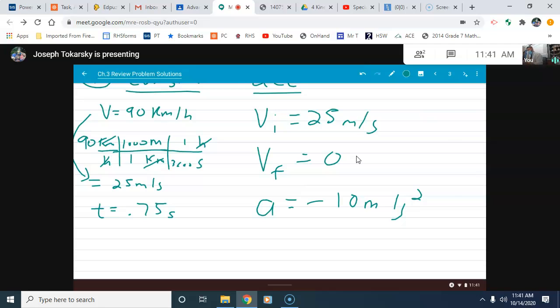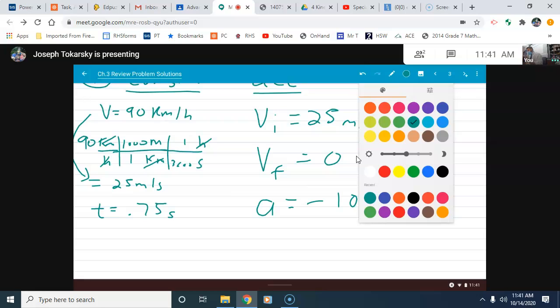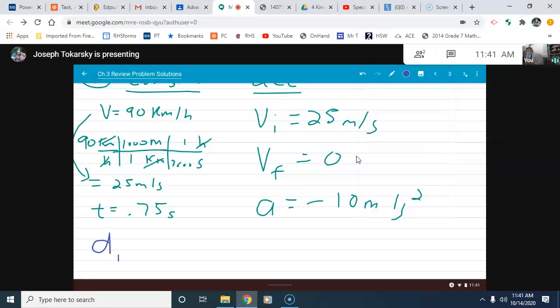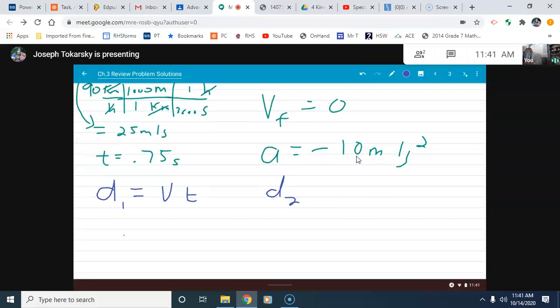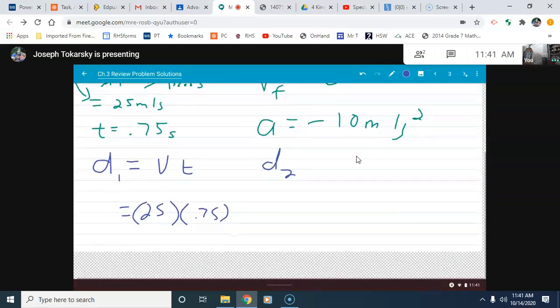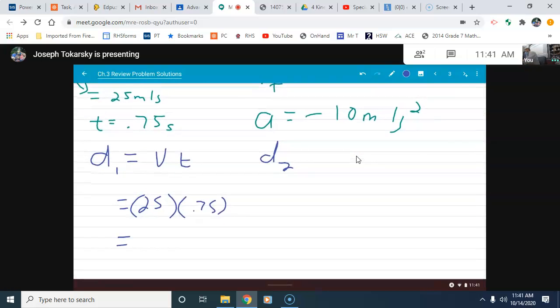So now, like I did in the other problem, I need to find the D of this part and the D of this part. This one's just V times T, and this one's going to need the other equation. Let's throw this in. So this is going to be 25 times 0.75. 25 times 0.75 is 18.75 meters.